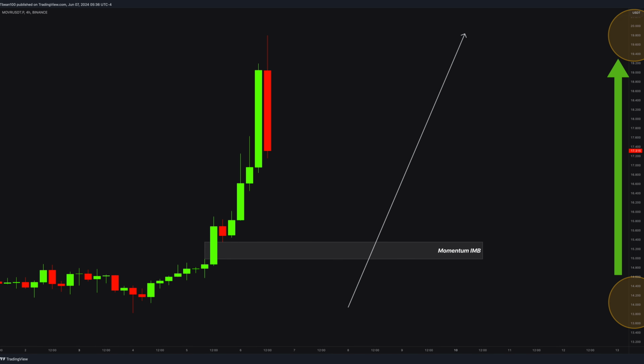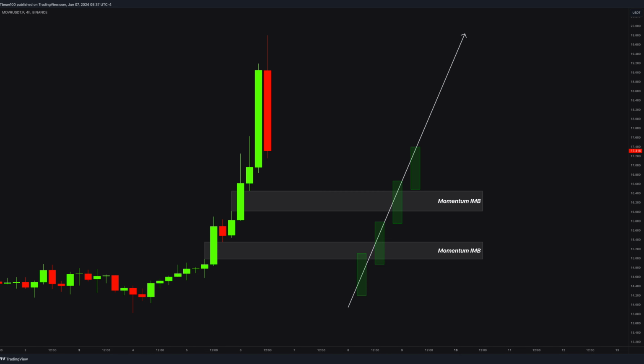While rallying, it started to create these very large gaps, basically the momentum imbalances. If a price leaves really large gaps behind, it means that some event pushes the price, such as news. This is what I look for in high time frames.